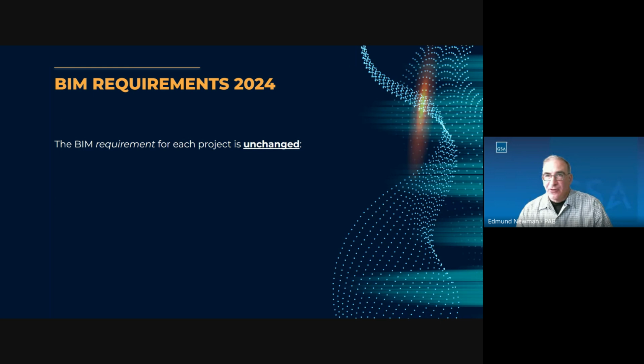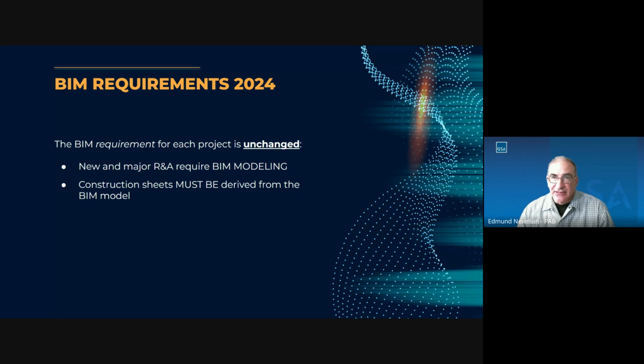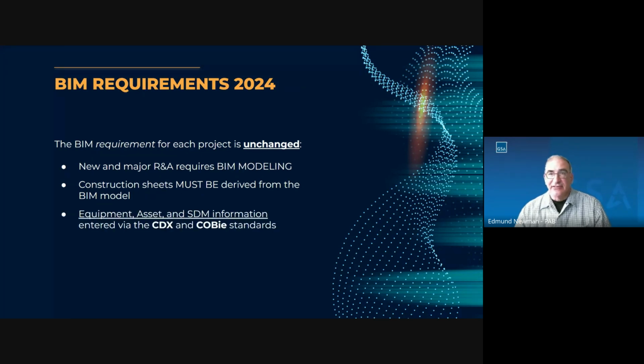So what are the BIM requirements in the P100, which have not changed? New and major remodeling and new construction require BIM modeling for their work. Construction sheets that you bid your project from must be derived from that BIM model, including the schedules and all the other information required to bid a project. Equipment, asset, and SDM information is entered into the model via the CDX, which is the GSA Common Data Exchange, and the COBie standard.